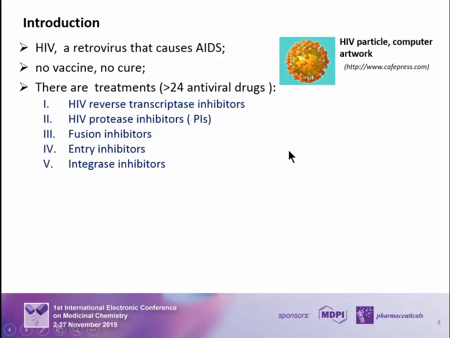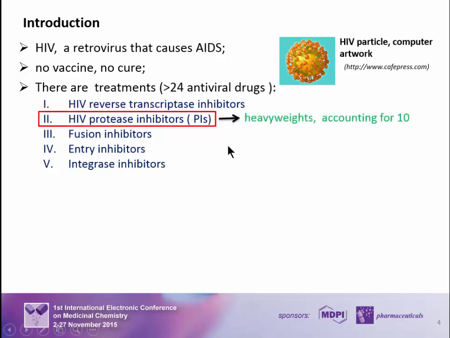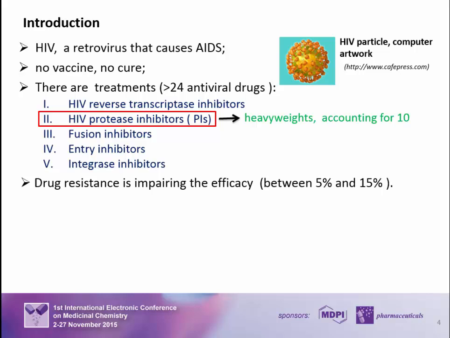And the HIV protease inhibitor is one of the most important antiviral drugs for HIV infection. It blocks the function of HIV protease, so the progenitor virus could not become mature and efficient. Until now, as we know, about 10 HIV protease inhibitors have been developed and used in clinic. But the problem is the growing drug resistance is now impairing the efficacy of these drugs.